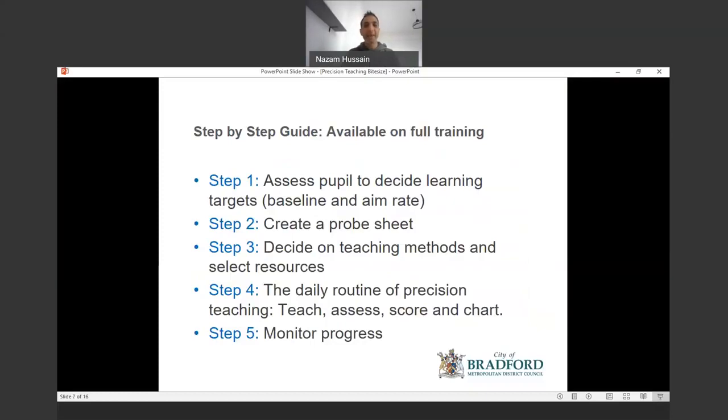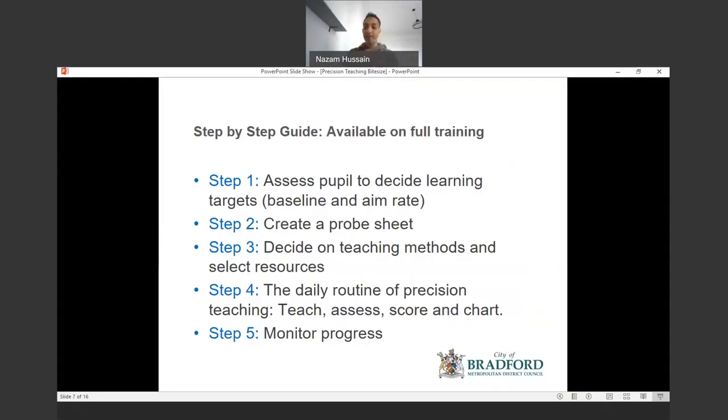Now, a step-by-step guide will be available on the full training. Essentially, step one is when you assess a pupil or a child, and you decide on what their learning targets are going to be. So you might be in consultation between a class teacher or a teaching assistant and a SENCo. You decide which area you want to focus on.